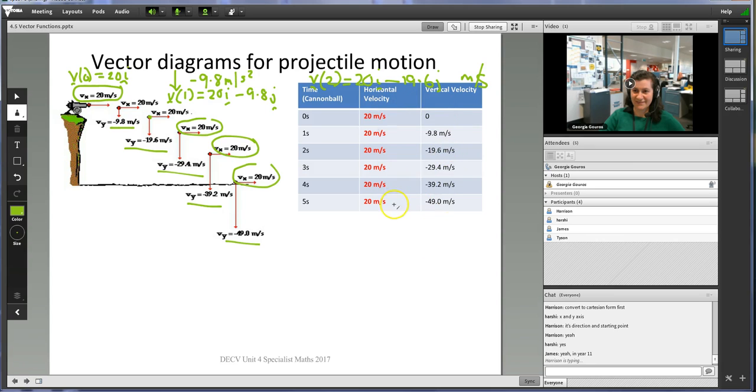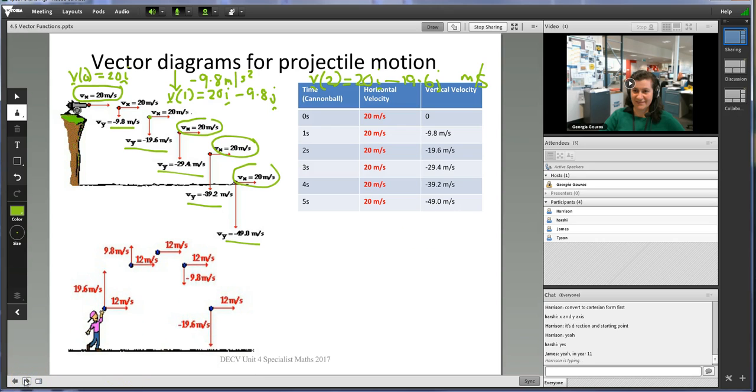So we can see that the horizontal component is remaining constant, but the vertical component of the velocity is decreasing by 9.8 meters per second every second due to the acceleration of gravity. Okay, here's another little example. A boy throws a ball in the air. The horizontal component of his initial launching velocity is 12 meters per second, and the vertical component is 19.6 meters per second. As a vector, that's the resultant vector. If I could draw it in a straight line, that's the resultant vector. He's thrown it in that direction, decomposed into the i and j components.